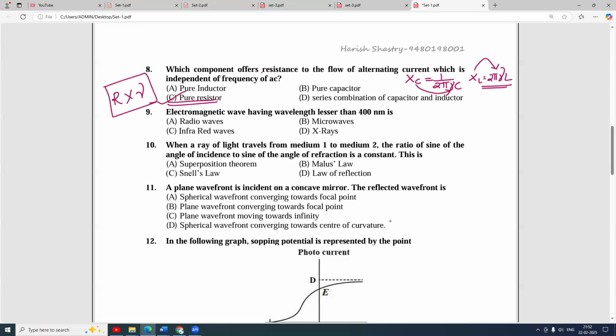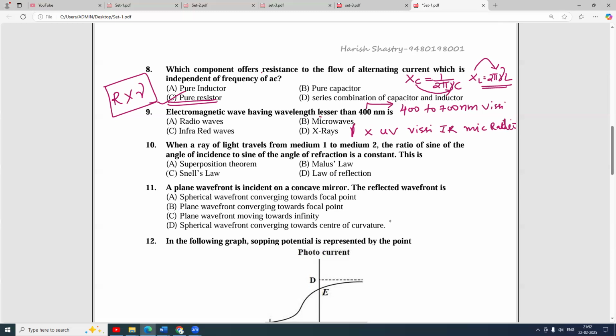So option C. Electromagnetic wave having the wavelength lesser than 400 nanometer. 400 nanometer is for visible. Say visible range is 400 to 700 or 750 nanometer. That is for visible. And we know the electromagnetic spectrum starting from gamma rays, X-rays, ultraviolet, visible, and infrared, microwaves, and radio waves. So this is the least wavelength, gamma rays. Next, increasing wavelength, X-rays, ultraviolet.